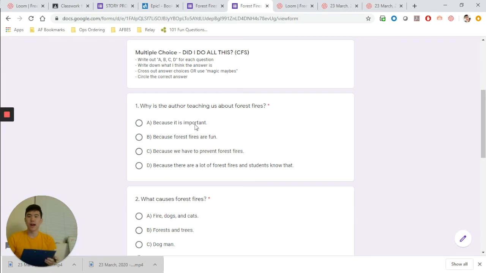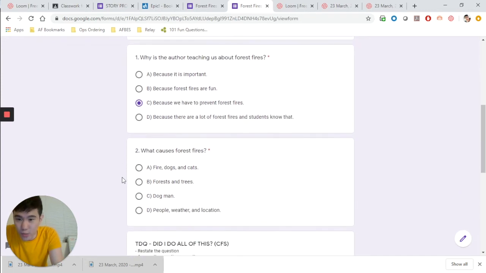So friends, is it A because it's important, or is it C because we have to prevent forest fires? Well, thinking about my answer that I wrote down, it sounds a lot more like C. So I'm going to circle C. And that's how I show my work right here. Do you see how I circled my answer? Great. And then, since I know it's C, I'm going to put C right here. I clicked on that, and I'm going to move on to the next one.